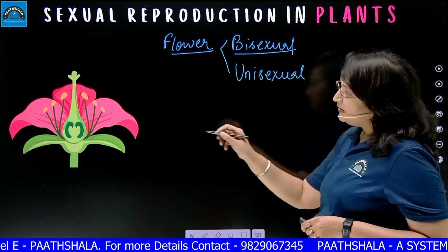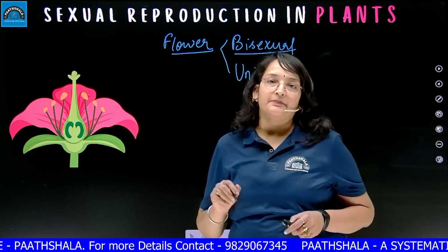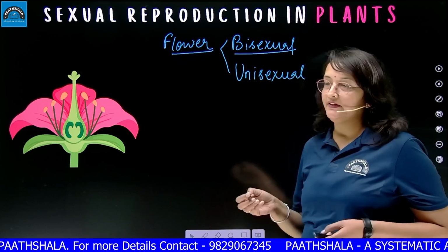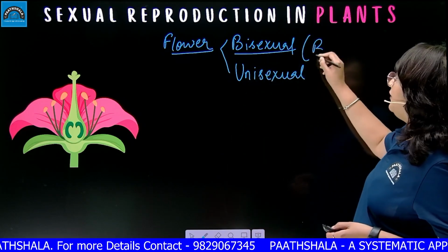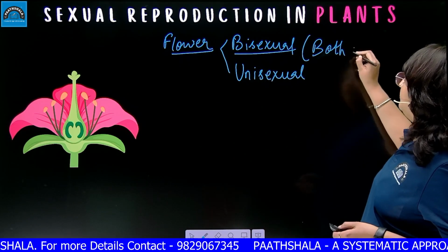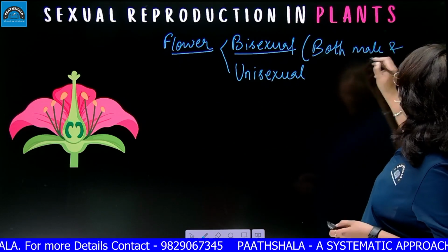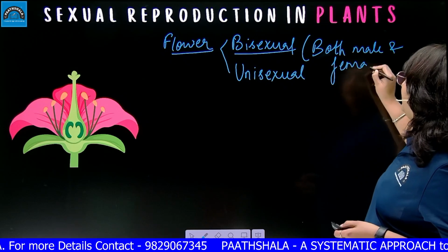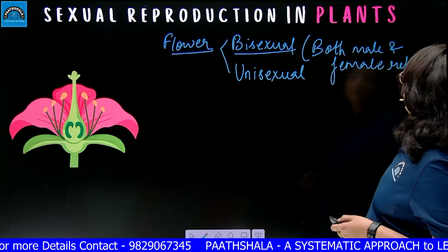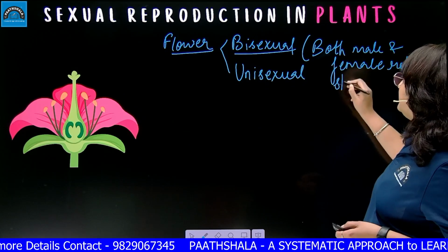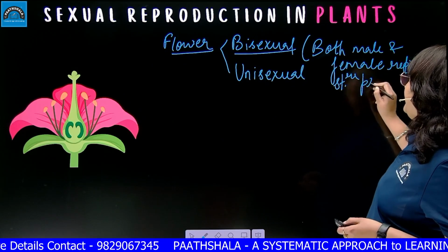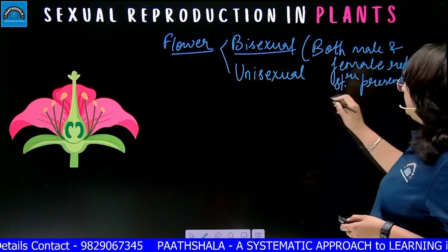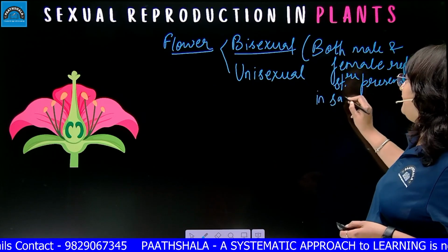Bisexual, when both male and female reproductive structures are present within a flower. B for both, B for bi. Both male and female reproductive structures present in the same flower.